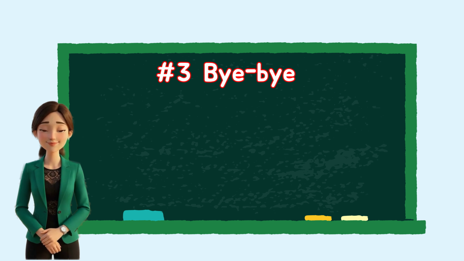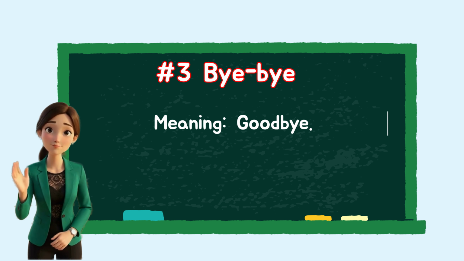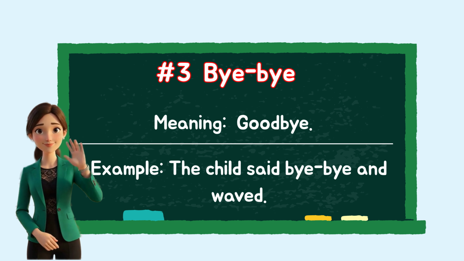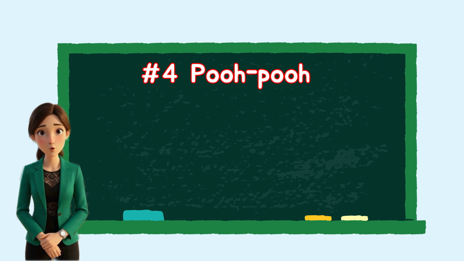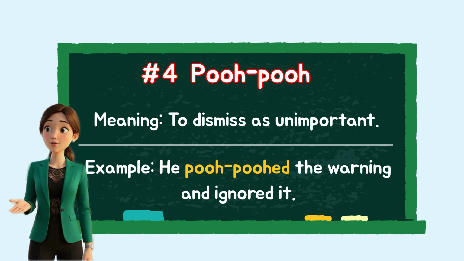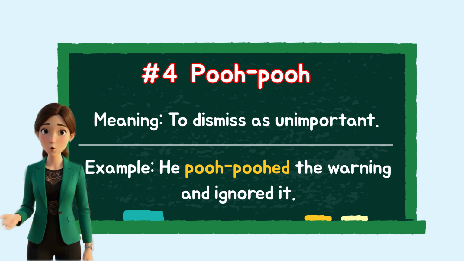Number 3, bye-bye. It means goodbye. Example, the child said bye-bye and waved. Number 4, pooh-pooh. It means to dismiss as unimportant. Example, he pooh-poohed the warning and ignored it.